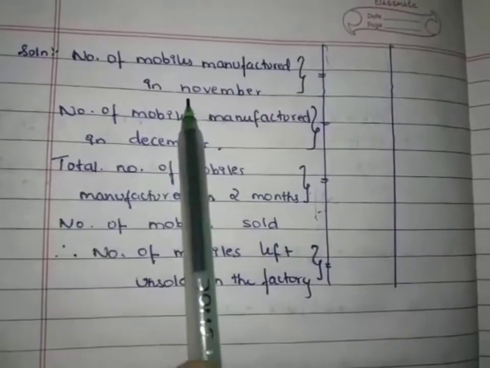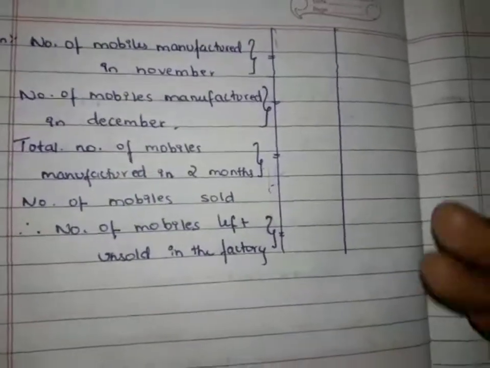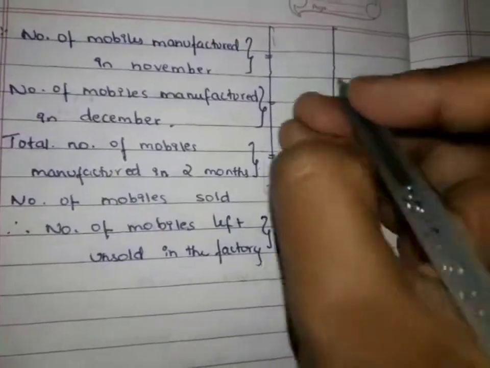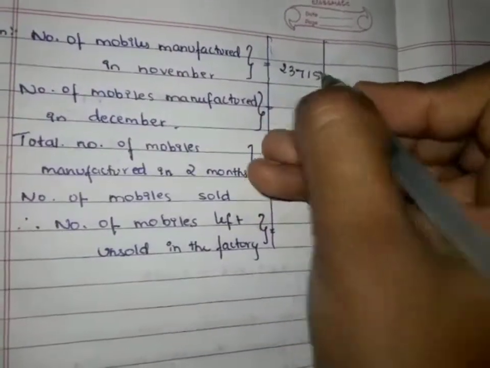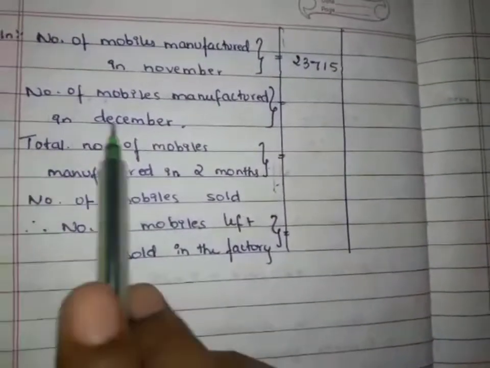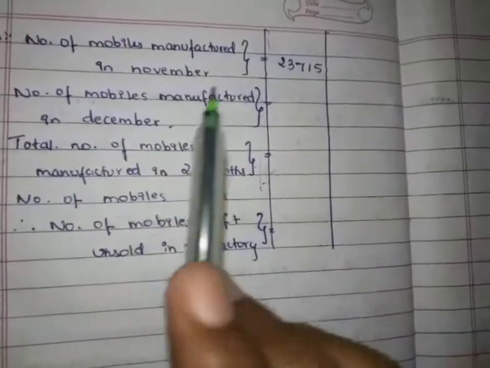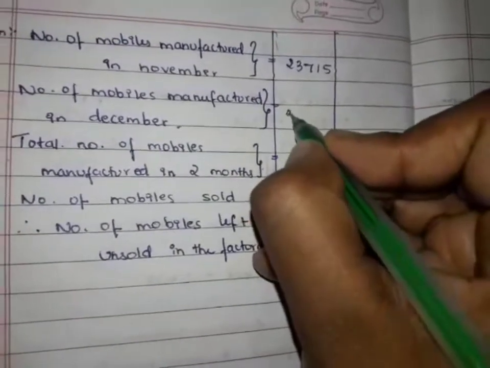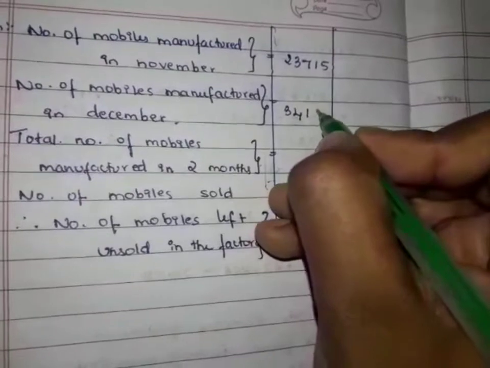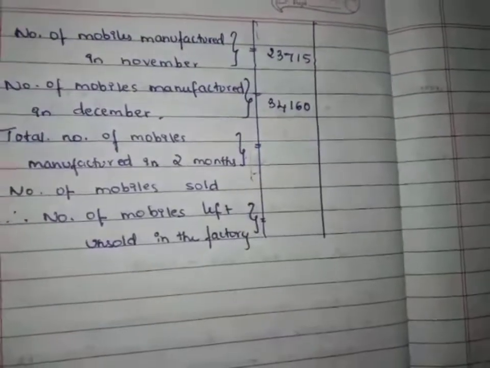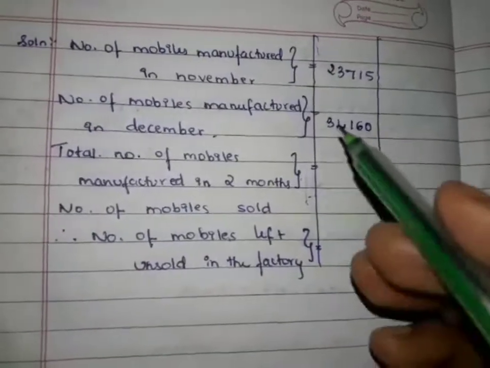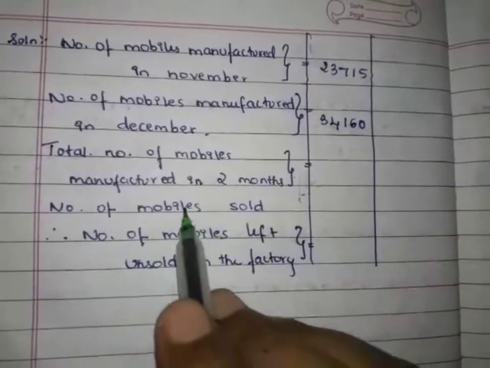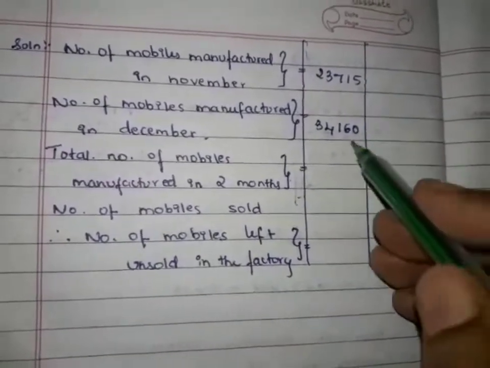So the number of mobiles manufactured in November is 23,715. Then the number of mobiles manufactured in December is 34,160. You can refer to the question, okay. Here the question is on the previous page, so I'm just writing it. Next we have to find the total number of mobiles manufactured in 2 months. That is, we have to add the given two numbers.